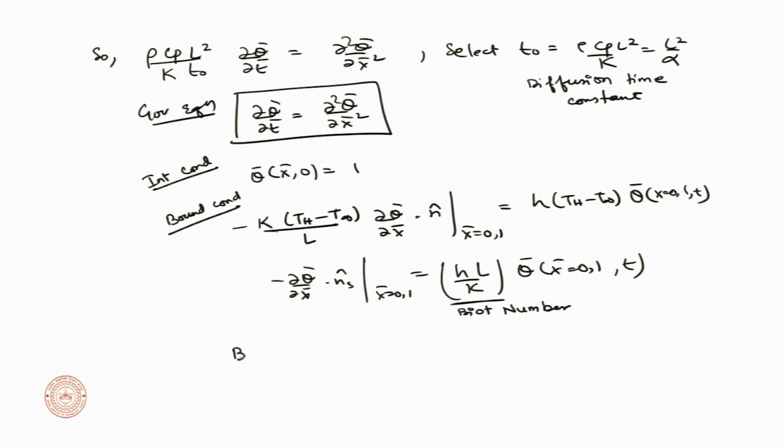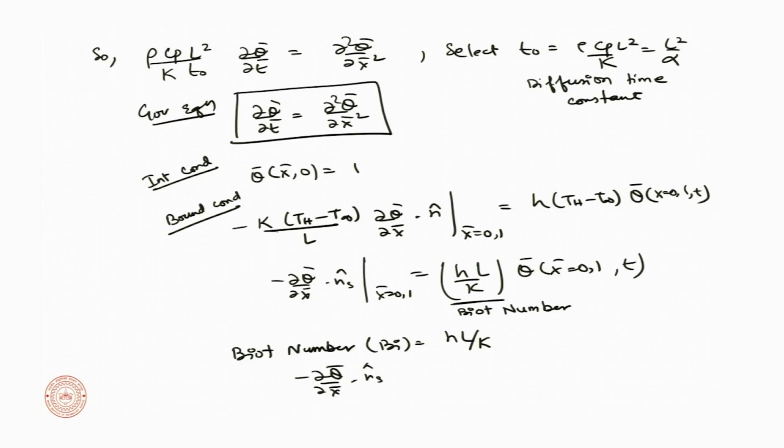Okay. So, our Biot number goes to HL by K, given by Bi. A boundary condition therefore will be del theta by del x bar for the surface normal. Why I am writing the surface normal again and again is that the gradient of theta is a vector and you need to take a dot product with the surface normal, right.